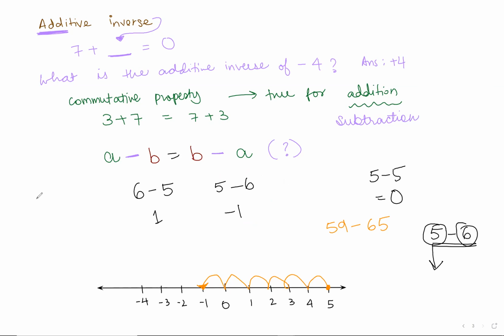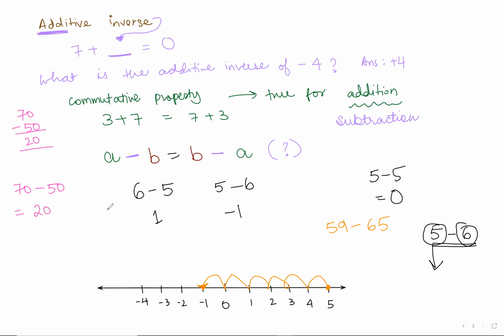So you notice if you have, let's say, 70 minus 50, what is this equal to? Can you tell me? Just quickly do this, okay? 70 minus 50. What is this equal to? 20. Very good. So 70 minus 50 is 20.